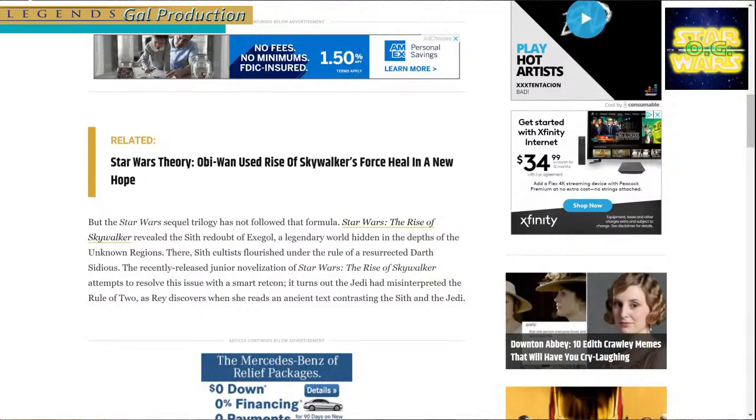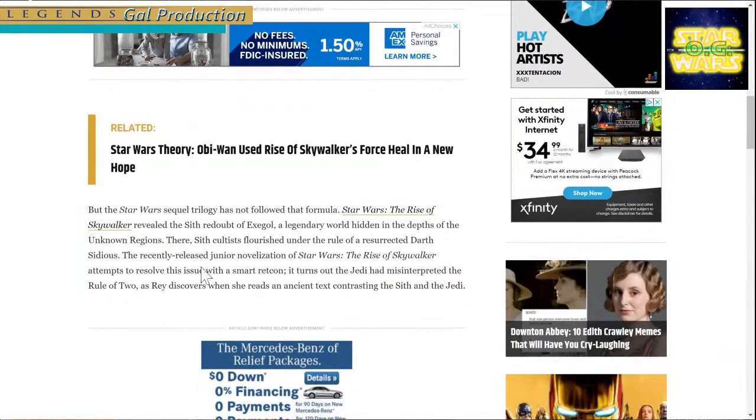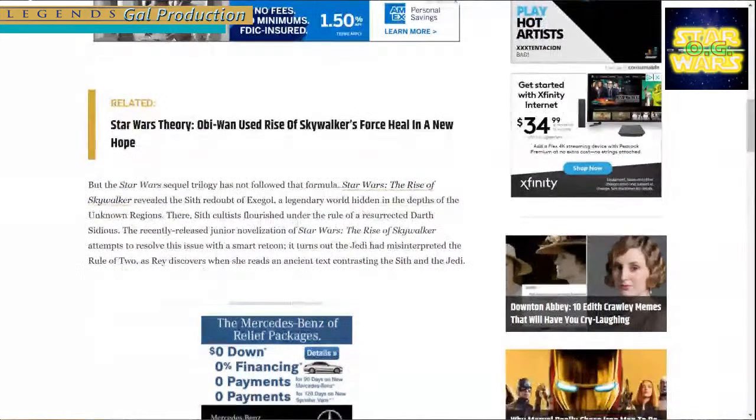Their Sith cultists flourished under the rule of the resurrected Darth Sidious. The recently released junior novelization Star Wars: The Rise of Skywalker attempts to resolve the issue with a smart retcon. It turns out that Jedi had misinterpreted the rule of two, as Rey discovers when she reads an ancient text contrasting the Sith and the Jedi.